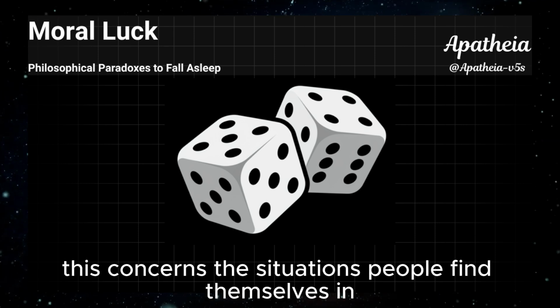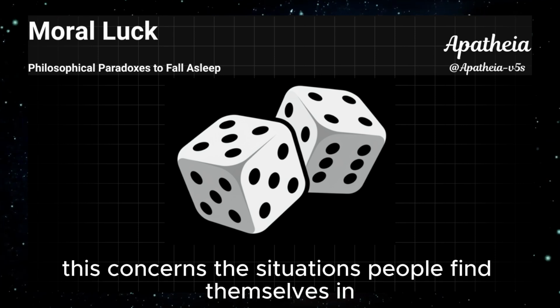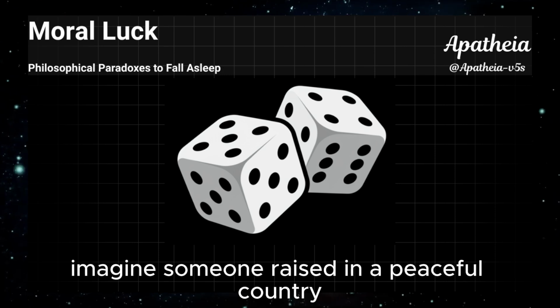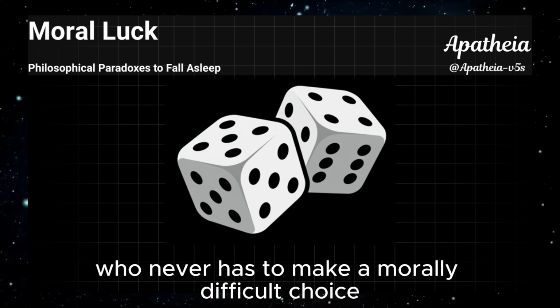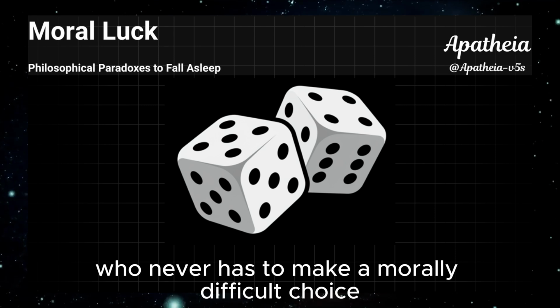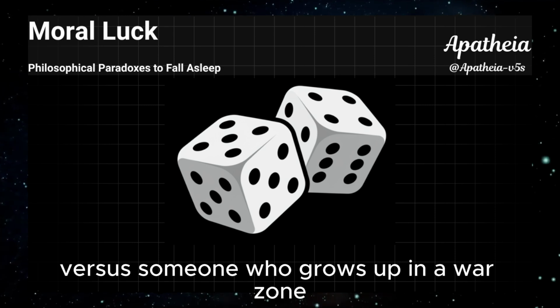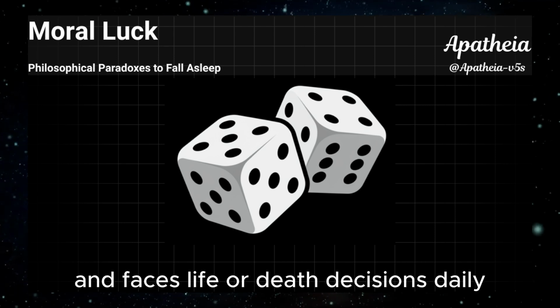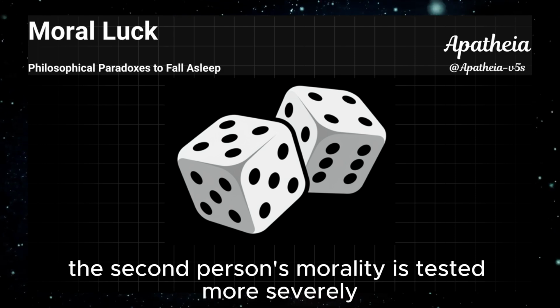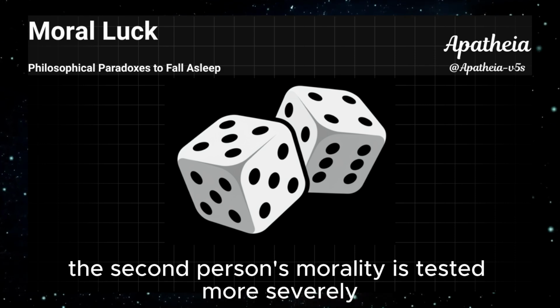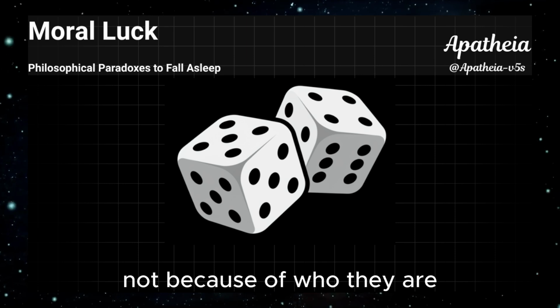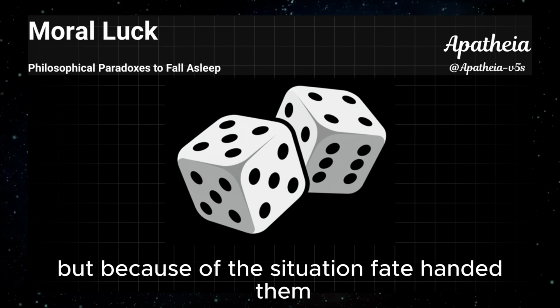Circumstantial luck. This concerns the situations people find themselves in. For example, imagine someone raised in a peaceful country who never has to make a morally difficult choice, versus someone who grows up in a war zone and faces life or death decisions daily. The second person's morality is tested more severely, not because of who they are, but because of the situation fate handed them.